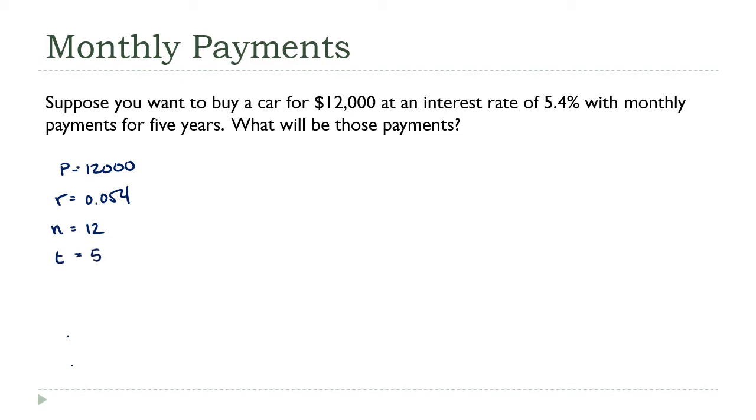All right, so now we go to our formula. P(1 + r/n)^(nt) = R[(1 + r/n)^(nt) - 1] / (r/n). Now you put your numbers in. There's obviously a lot of calculator work here.